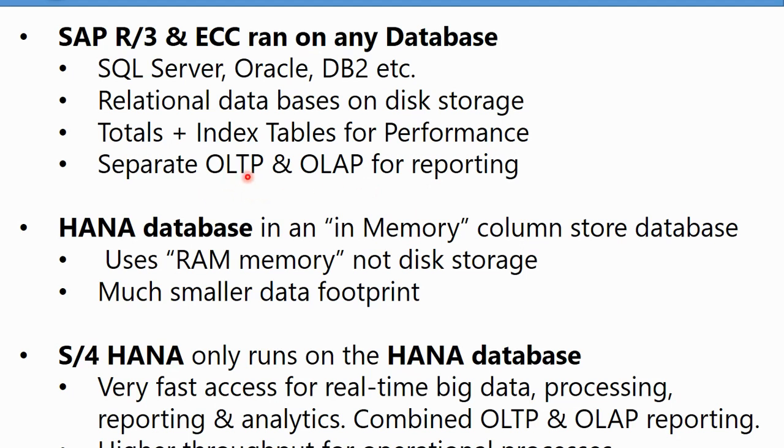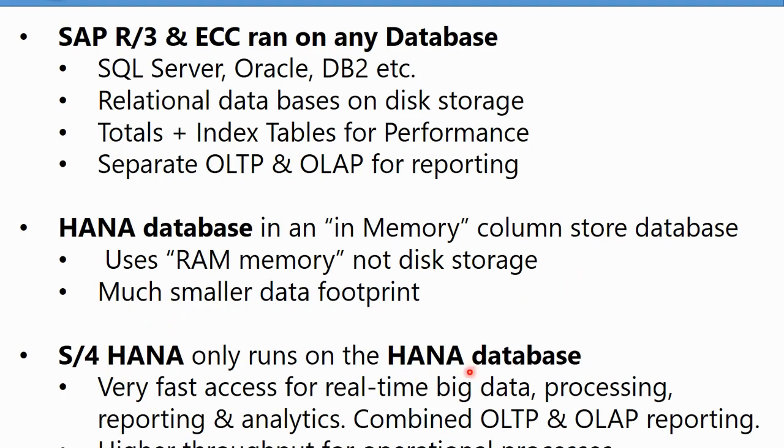This is transaction processing and analytical processing. When HANA got introduced, just in quick layman's terms, HANA is really an in-memory database, and it's a column store database. A database in memory means it uses RAM and not disk storage, and this is why it's super fast, and it uses a much smaller data footprint by using column store. Those are just some concepts that are worth having for background.